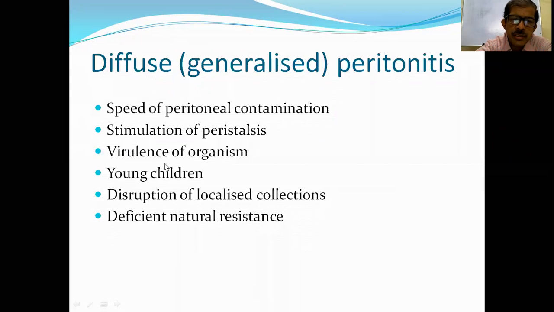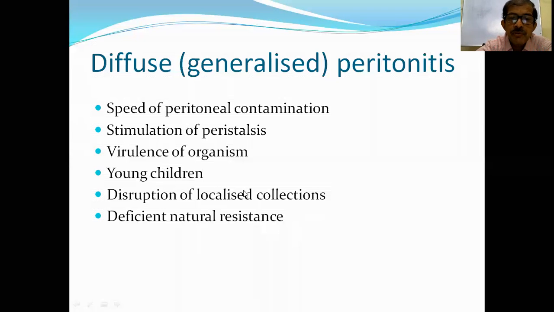Then young children: the problem in young children is the peritoneal cavity is small and spread is easy. Not only that, the omentum is very thin and small, so it is not well developed. So it may not reach the site of inflammation, thereby aiding diffuse peritonitis.